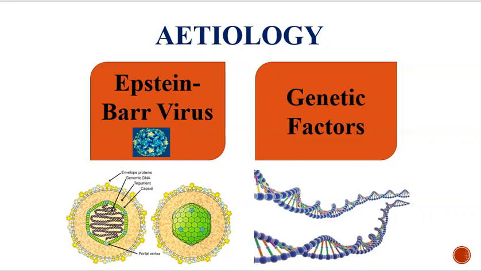Circumstantial evidence for a genetic contribution to the etiology of Hodgkin lymphoma comes from studies showing that Hodgkin lymphoma is almost 100-fold more likely to develop in the monozygotic twin of an affected individual than in a dizygotic twin. First-degree relatives of individuals with the disease have up to a fivefold increased risk for development of lymphoma.